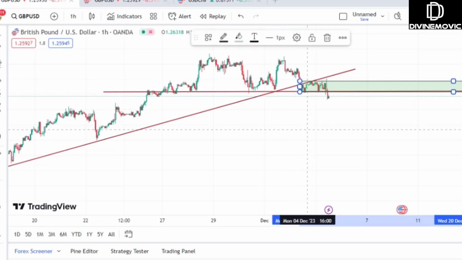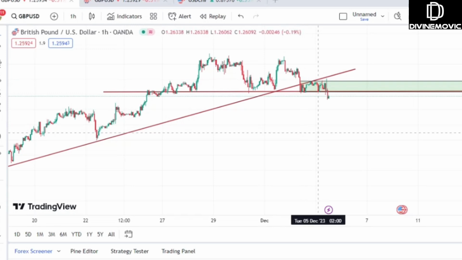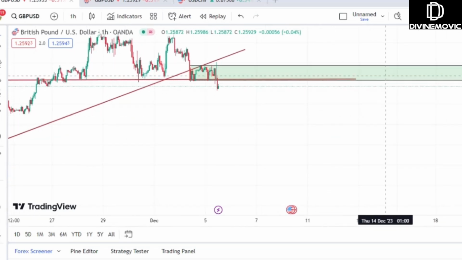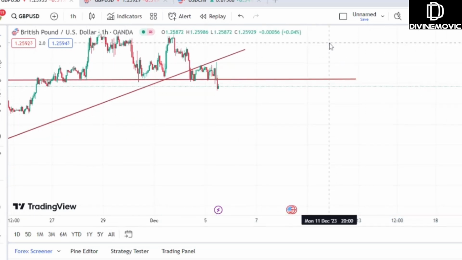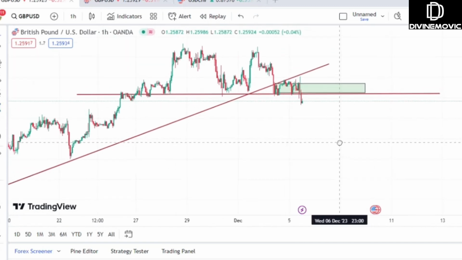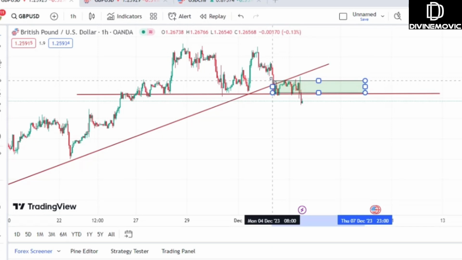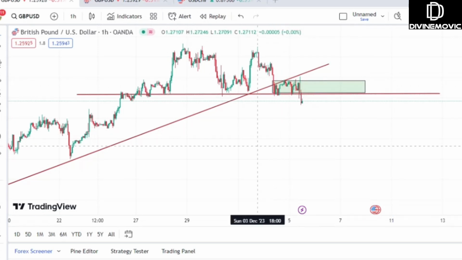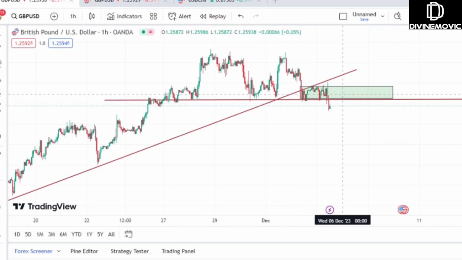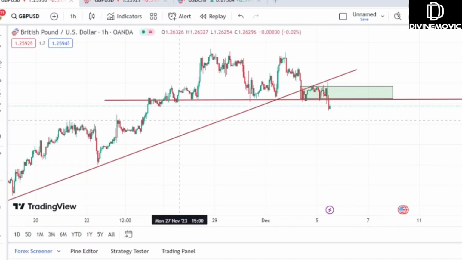because it meets my criteria as a supply level. So this zone here now is my point of interest. So what I'm going to do is to go to the lower time frame, which is the 15-minute time frame or the 5-minute time frame, to look for confirmation. Now my confirmation is that I want to see price come back to this zone so that I can sell off this to the downside.